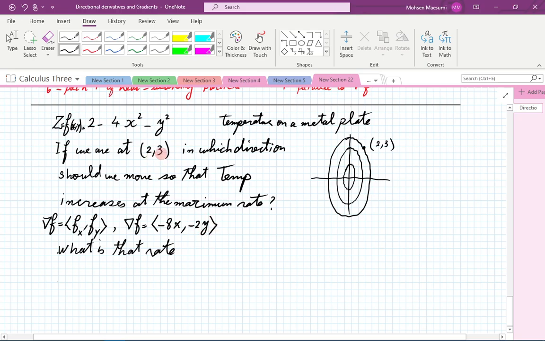So suppose I am at (2, 3). So x is 2, y is 3. If I'm at this location, then my gradient becomes, with x equal to 2, minus 16, and then minus 6. Is that right?